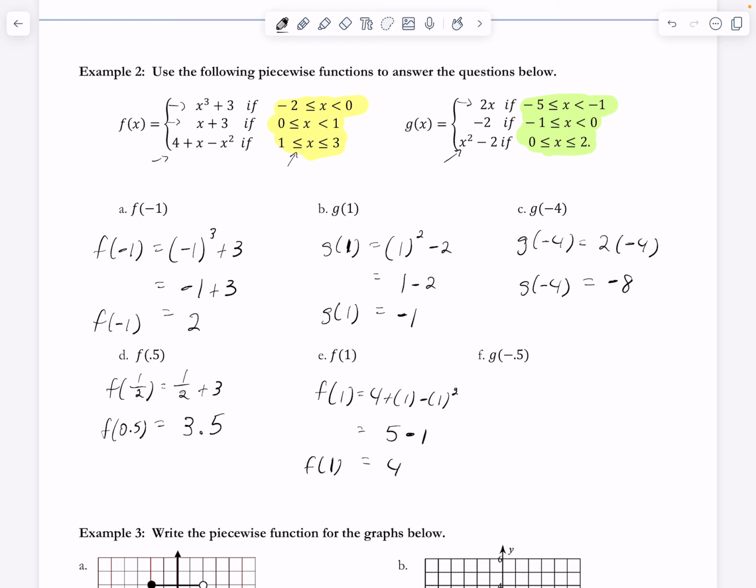Okay, last one for this section, g of negative 0.5. So negative 0.5 is between 0 and negative 1.